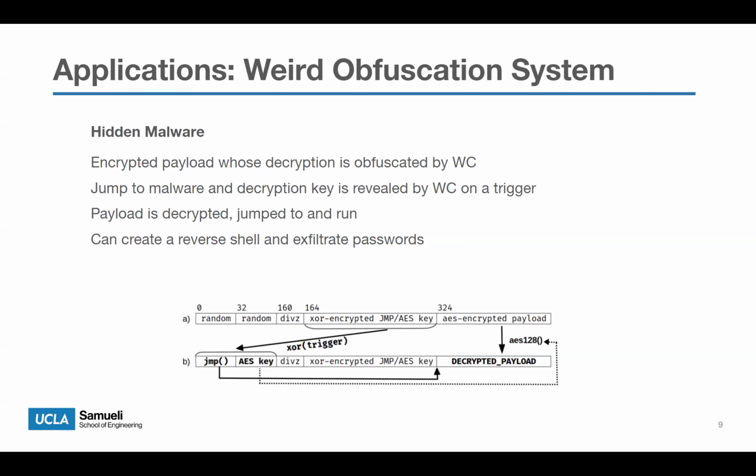But this is able to be executed without someone with full permissions, who is able to scan the code and run it on their own, being able to see what's going on, because the payload's encrypted, and the jump and key are only visible after going through the weird gates, which is only happening at the microarchitectural level.